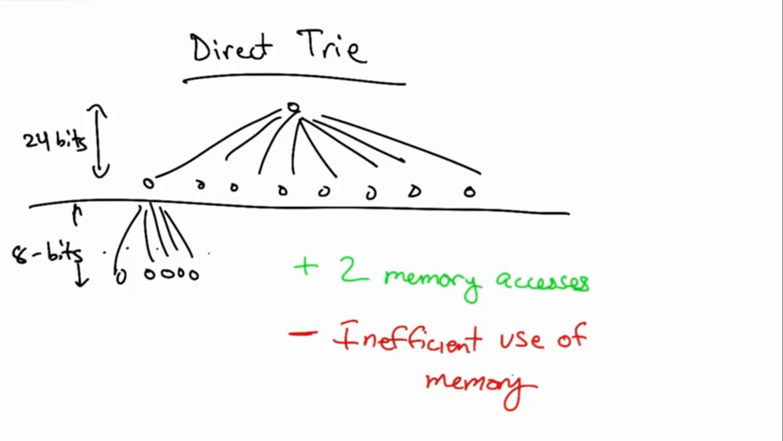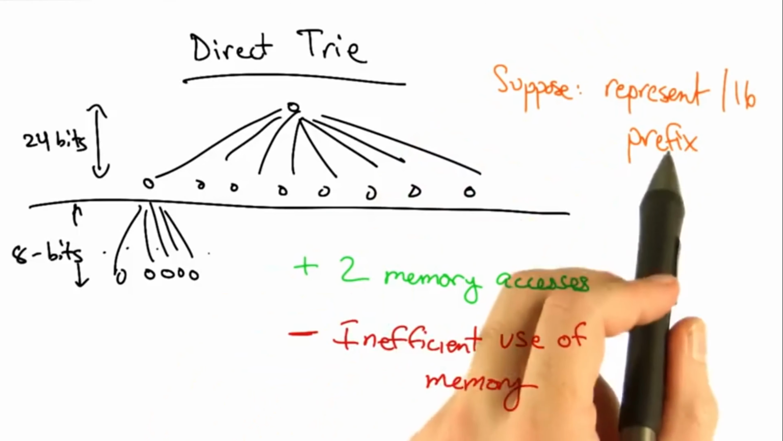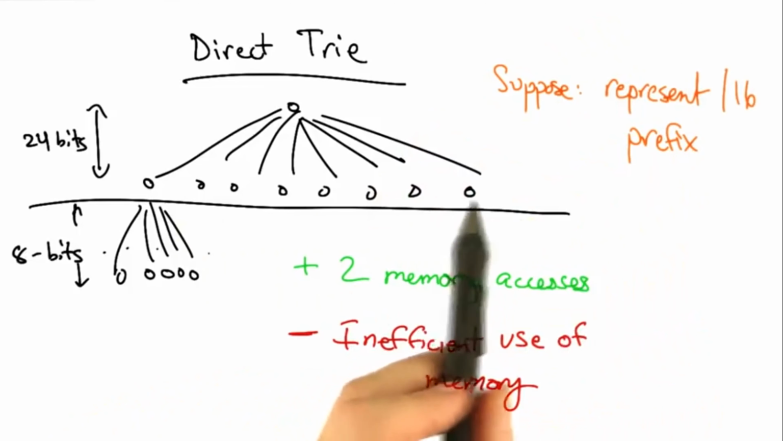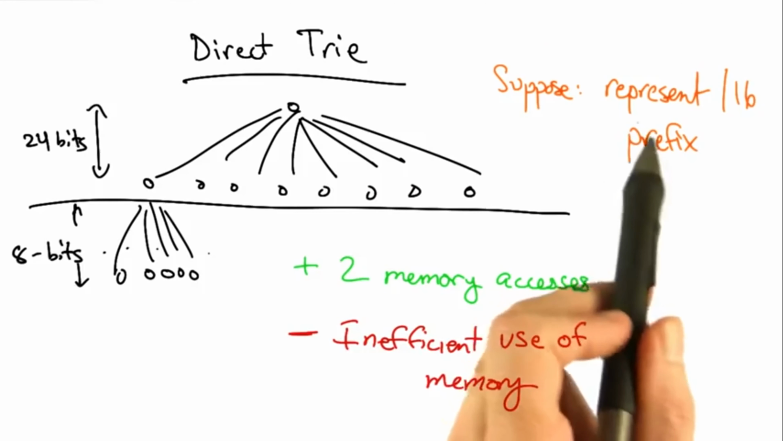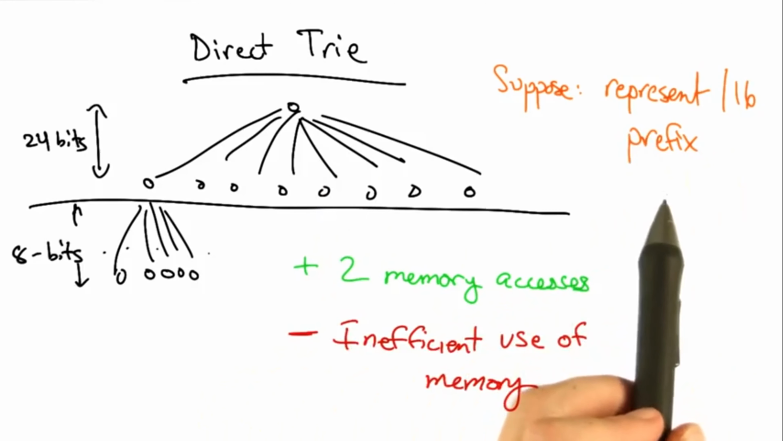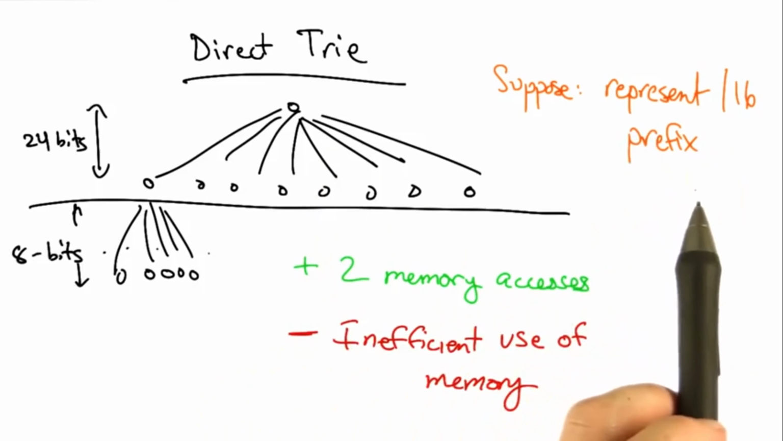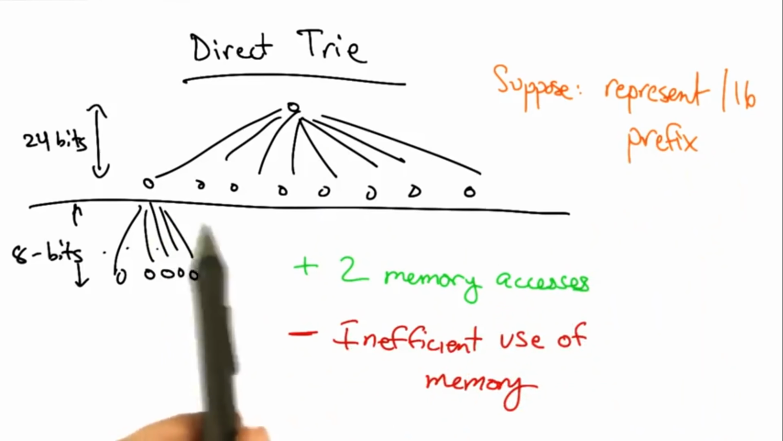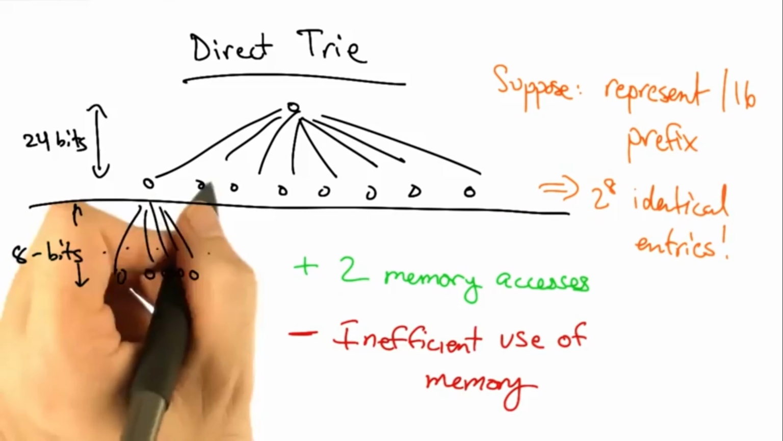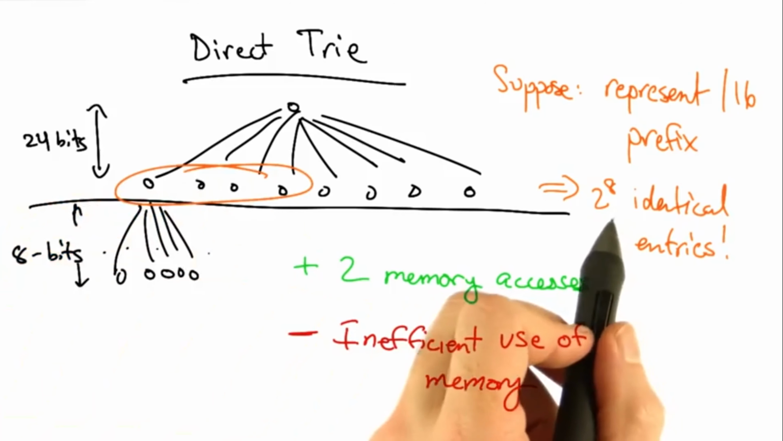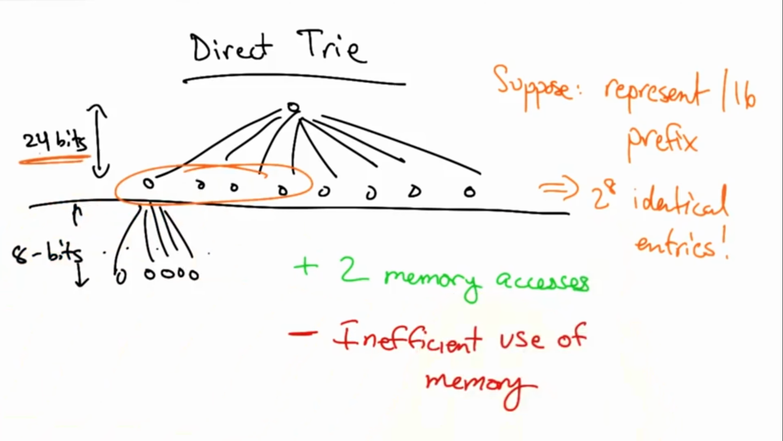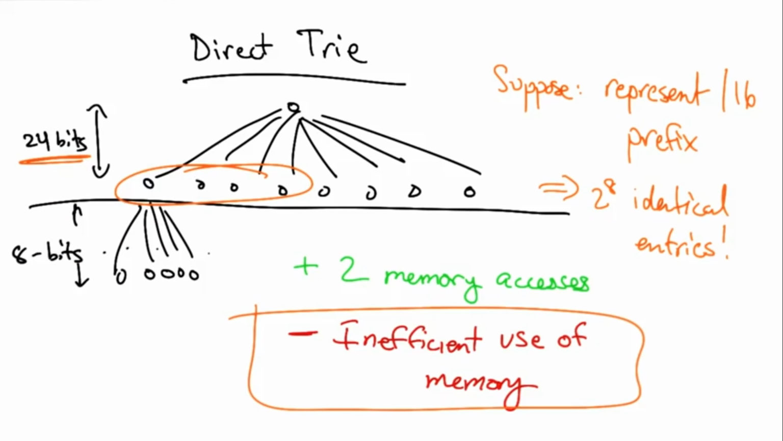To see why, suppose that we want to represent a /16 prefix. Well, unfortunately, we have no way of encoding a lookup that's just 16 bits. We have to rather encode 2 to the 8th identical entries corresponding to the 2 to the 8th /24 prefixes that are contained in that /16. So this is an extremely inefficient use of memory.